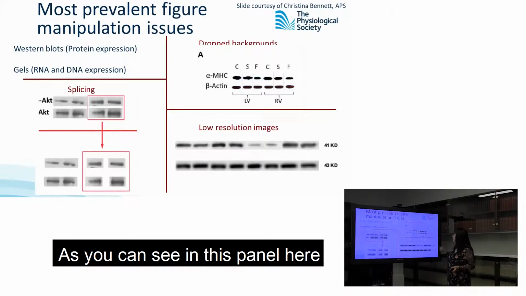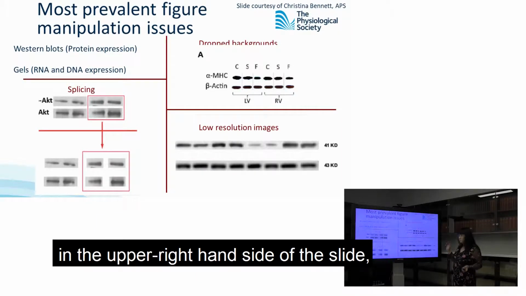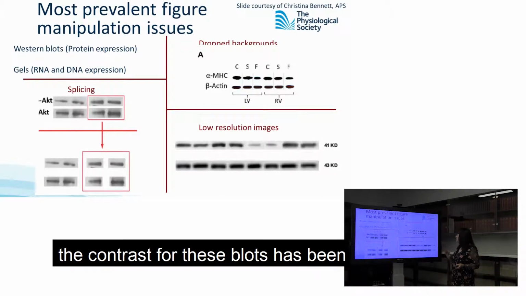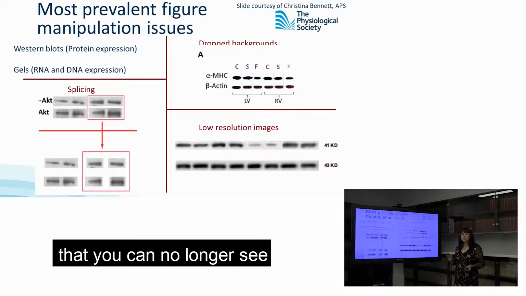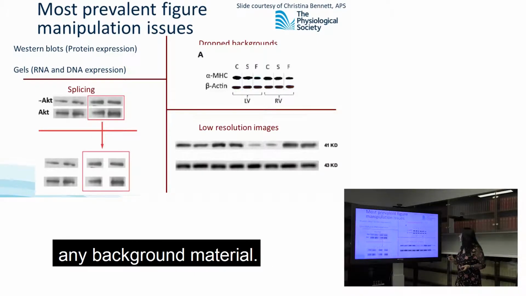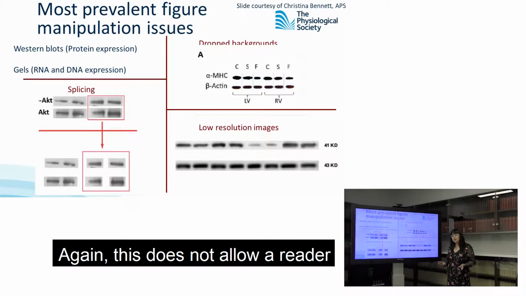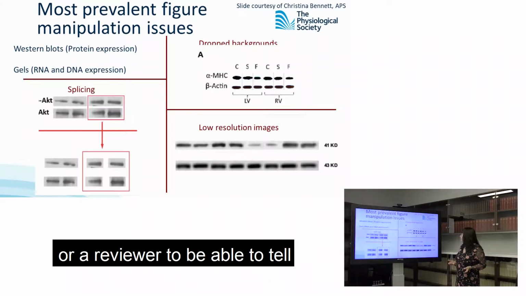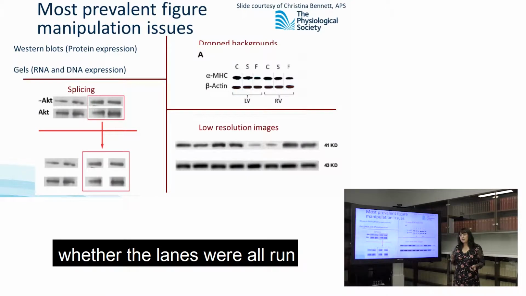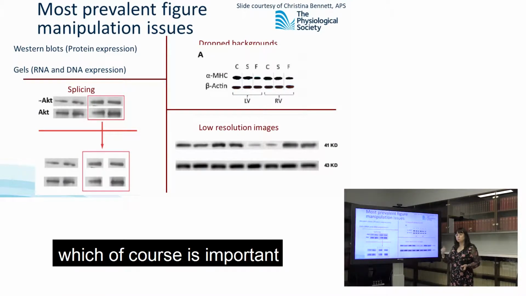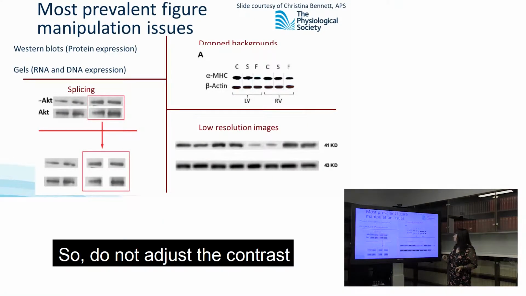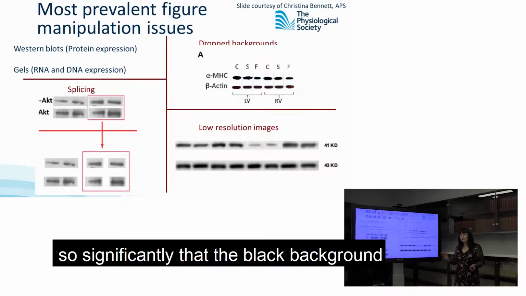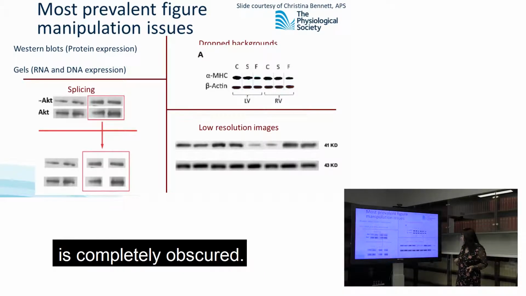So as you can see in this panel here in the upper right-hand side of the slide, the contrast for these blots has been enhanced so significantly that you can no longer see any background material. And again, this does not allow a reader or a reviewer to be able to tell whether the lanes were all run on the same gel, which of course is important to make comparison between lanes. So do not adjust the contrast so significantly that the black background is completely obscured.